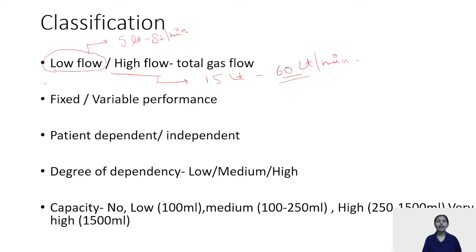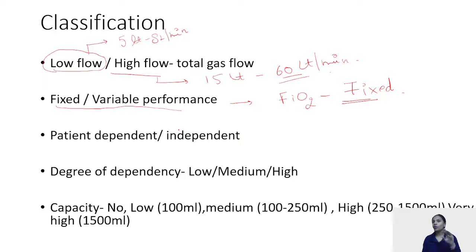Second is fixed and variable performance devices. As the name suggests, in a fixed performance device the fraction of inspired oxygen will be fixed, whereas in a variable performance device it will vary.